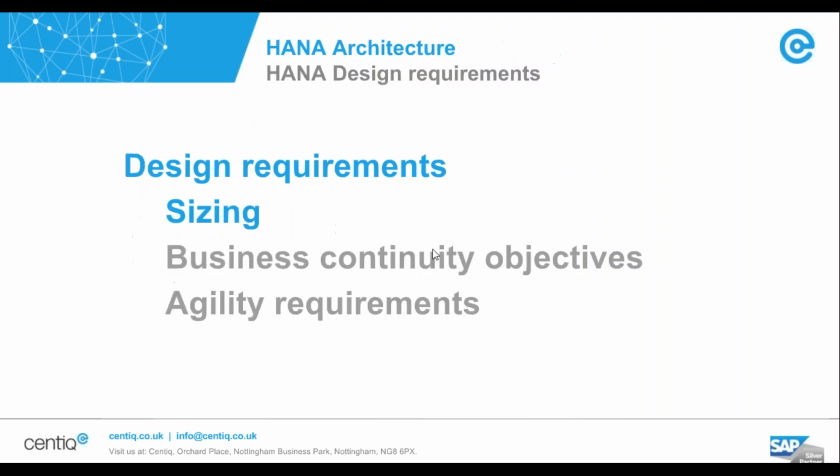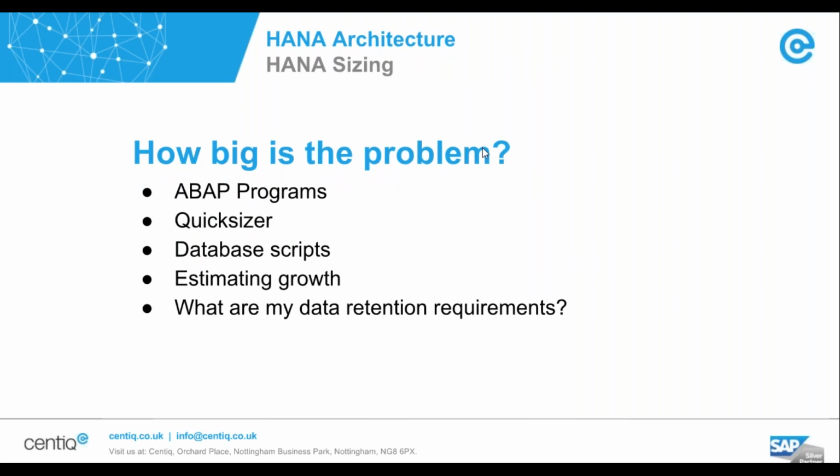So we'll start with the design requirements and specifically sizing. You need to work out how big the problem is to start with. There's a number of ways that you can do that, isn't there, Steve? Yeah, so to get a sizing, it really depends on what your starting point is. If you're currently an SAP customer and you're porting an SAP product over to HANA, the most likely way that you'll get your initial sizing is by running one of the standard ABAP programs that are normally in the system or can be downloaded through S-Notes. So there's ones for ECC and BW and going to S4 and such like that.